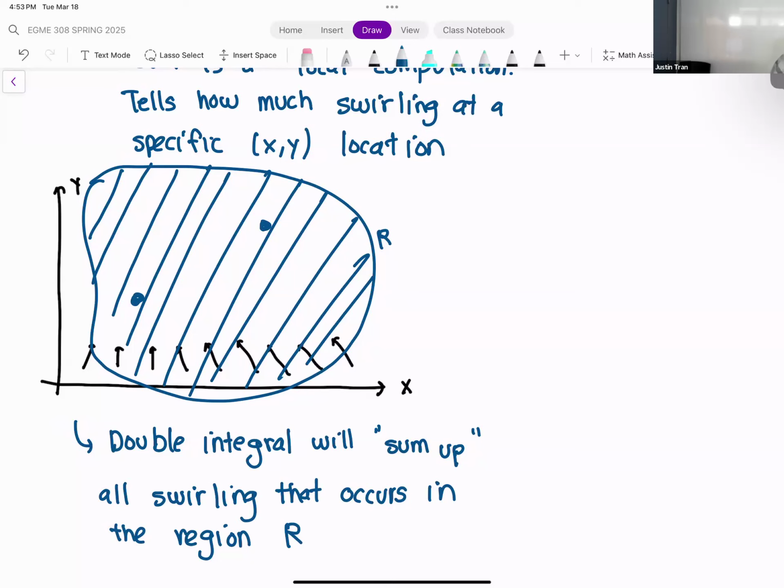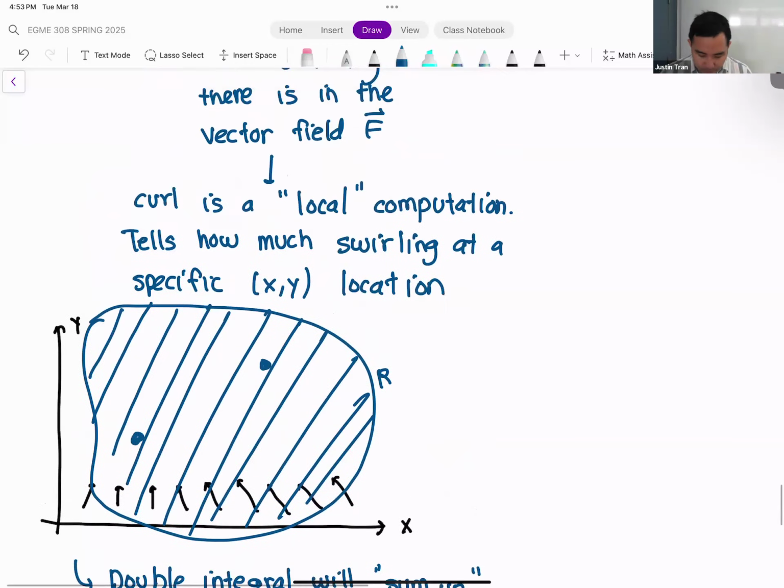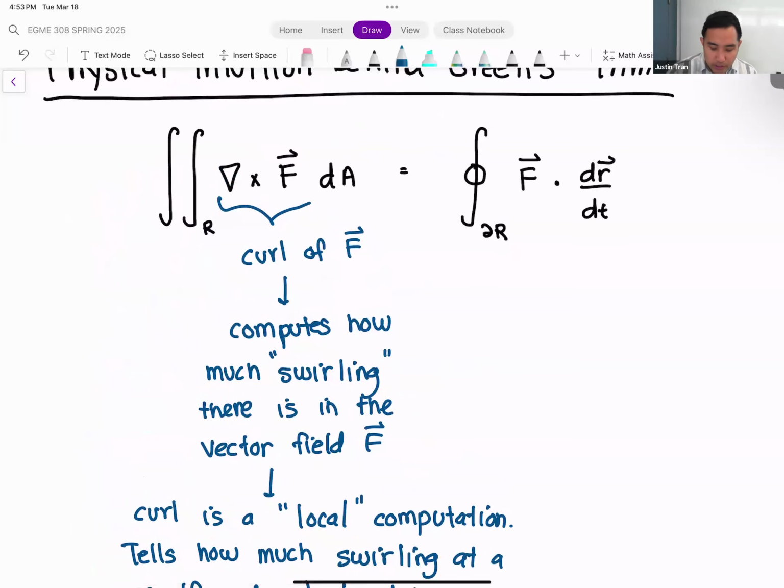So that's how you can interpret the left-hand side of Green's theorem: you're computing the curl, a location-by-location local quantity, but by taking the integral, you're summing up all of the swirling that occurs there. For a given region, you get just one number for how much swirling or rotation is happening within that region. And that's very useful in a lot of cases, mostly fluid mechanics, where you're often interested in vorticity, which is how much rotation is occurring in a flow field within a given region. Okay, so that's the double integral side.